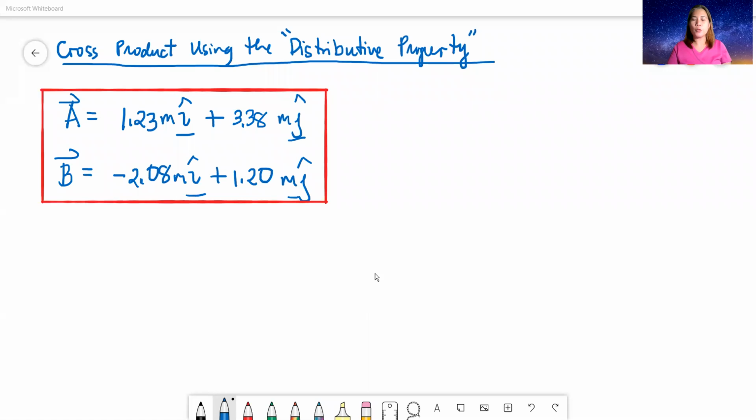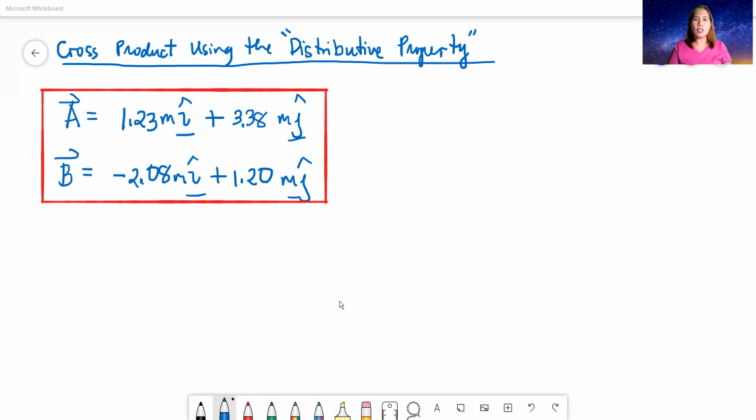When we use the determinant method and the components method, we arrive at an answer of around 8.51 square meters going towards positive k hat. Now we got it using the determinant and the component. So this would be the third method where we use the same vectors, which are in component notation.